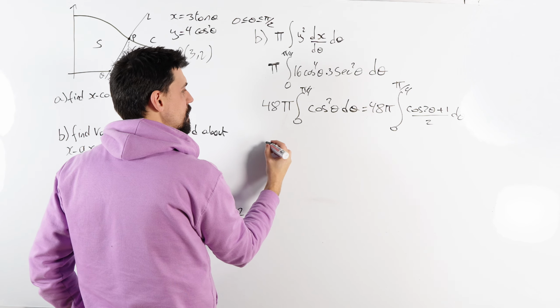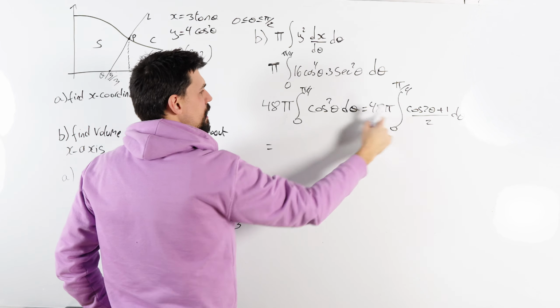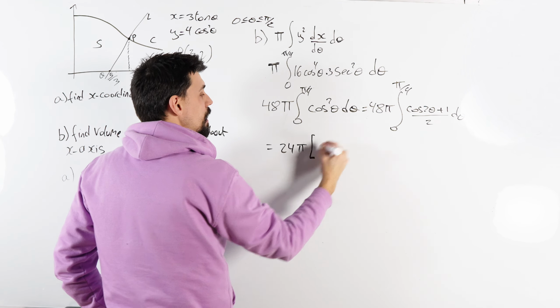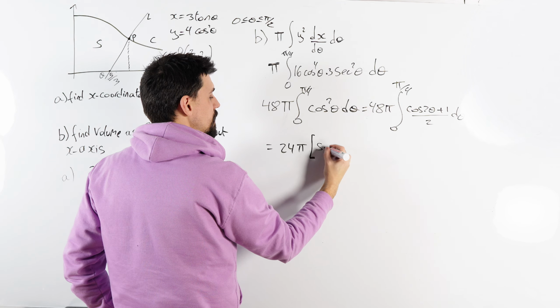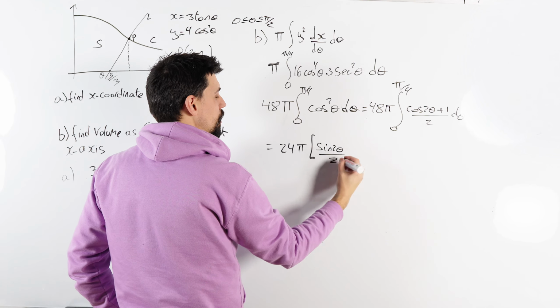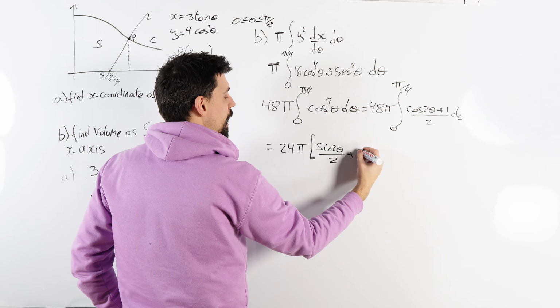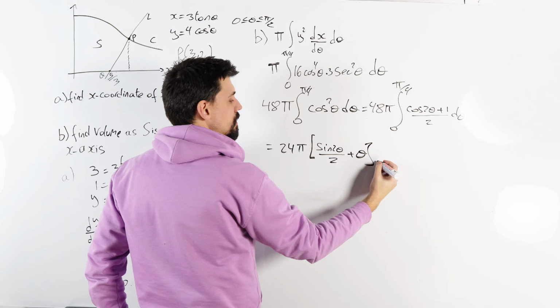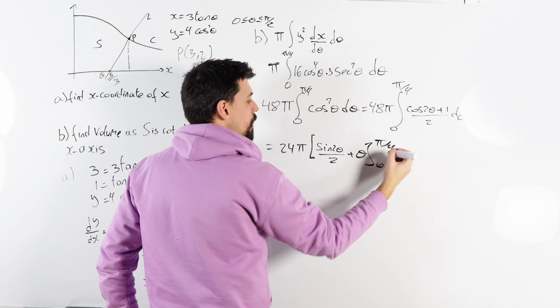So where does that leave us? That will give, I'm just going to pull the over 2 out. I don't want to carry that with me. Cos 2 theta integrates to sine 2 theta over 2. The 1 there will integrate to the theta. Remember, I've taken that 1/2 and pulled it out front. That's 0 to pi over 4.